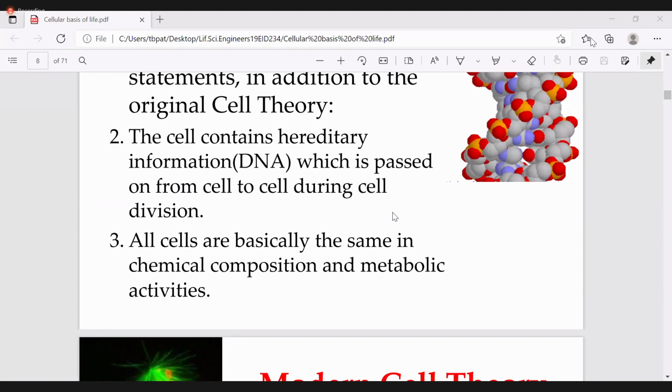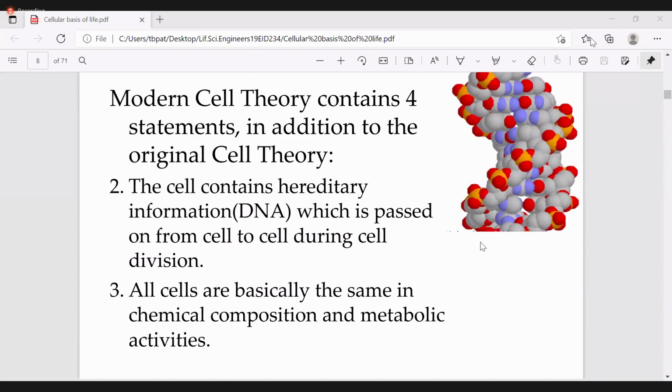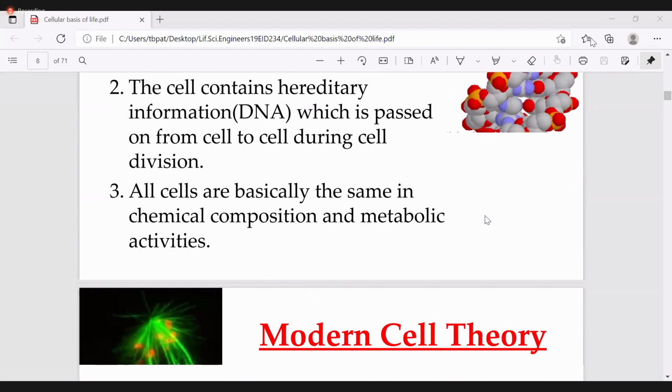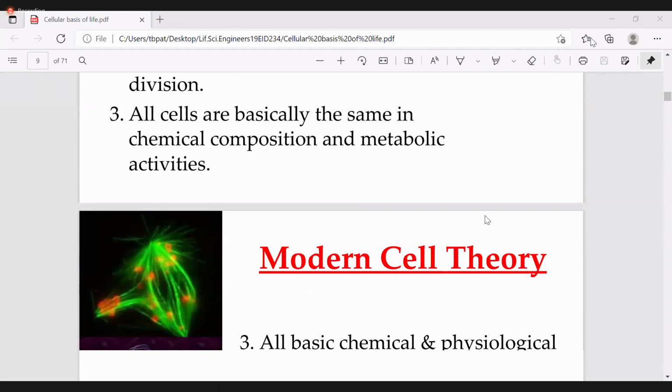All cells have a chemical composition and metabolic activities. We will read on next. What is a chemical component? The DNA in the chromosomes contains the bases adenine, guanine, thymine, and cytosine. These chemicals majorly influence the cell components and cell composition.